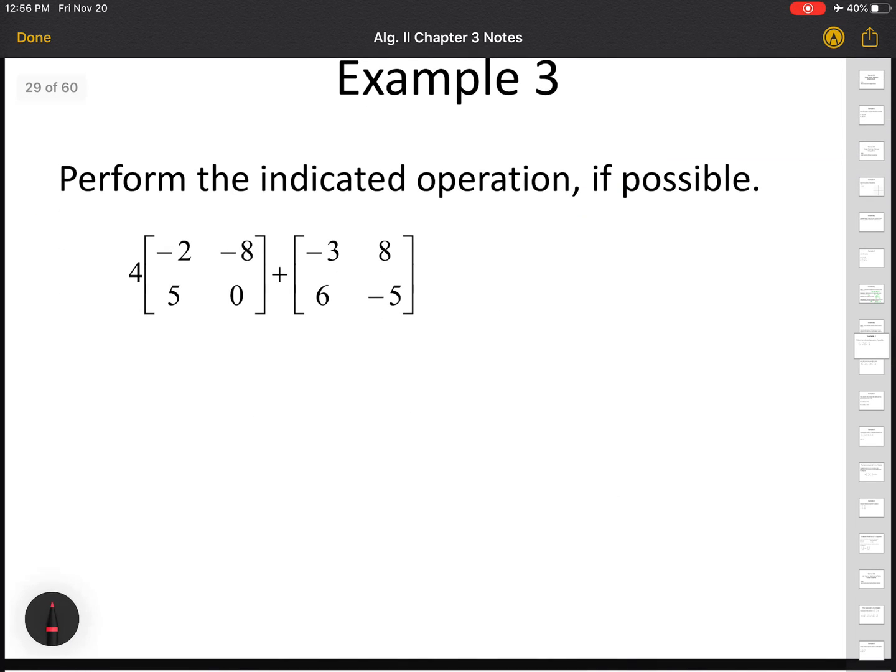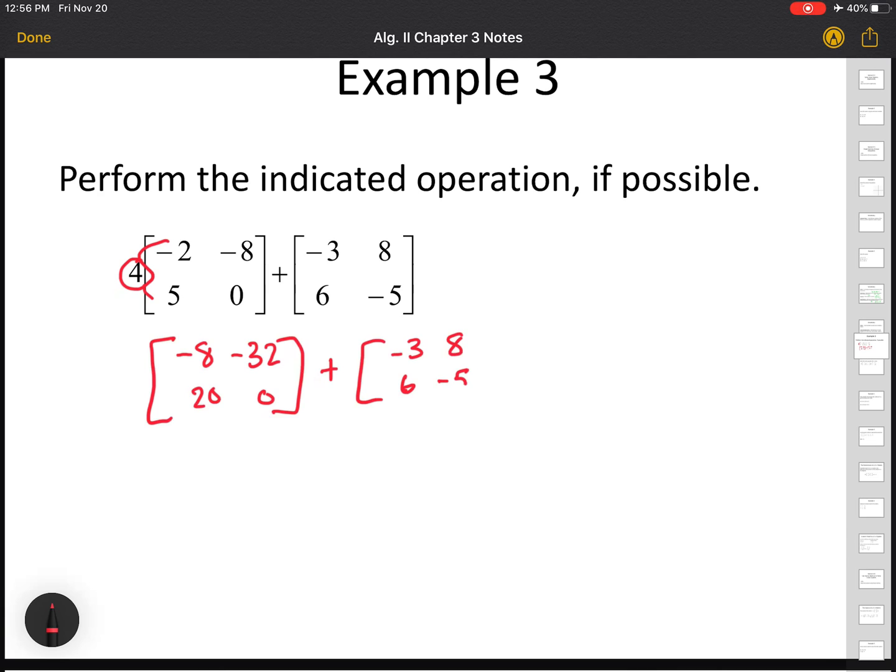So in this one, we're going to do the same exact thing, but first what I'm going to do is do my scalar multiplication first. So I have my scalar here, 4, and if I do that scalar multiplication first, I'm going to have -8, -32, 20, and 0. And it says I need to add that to this other matrix, -3, 8, 6, and -5. And I'm just going to add those together.